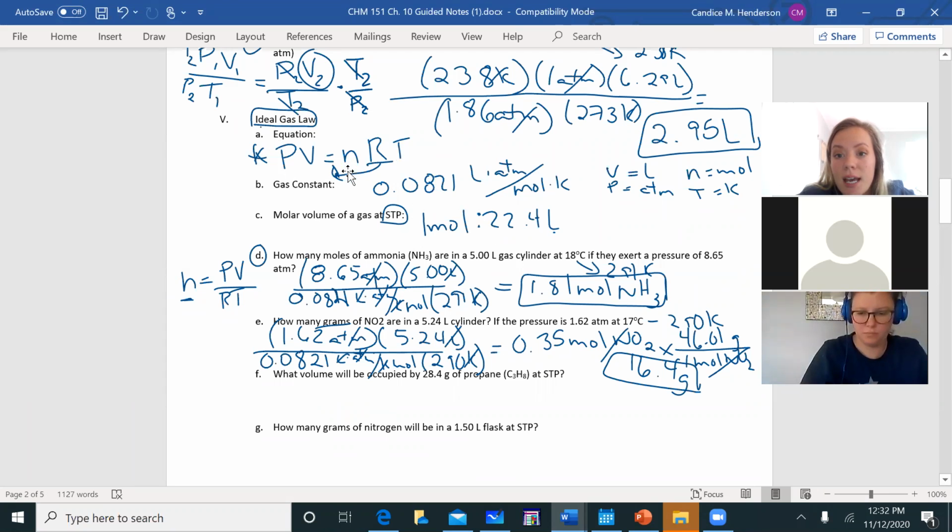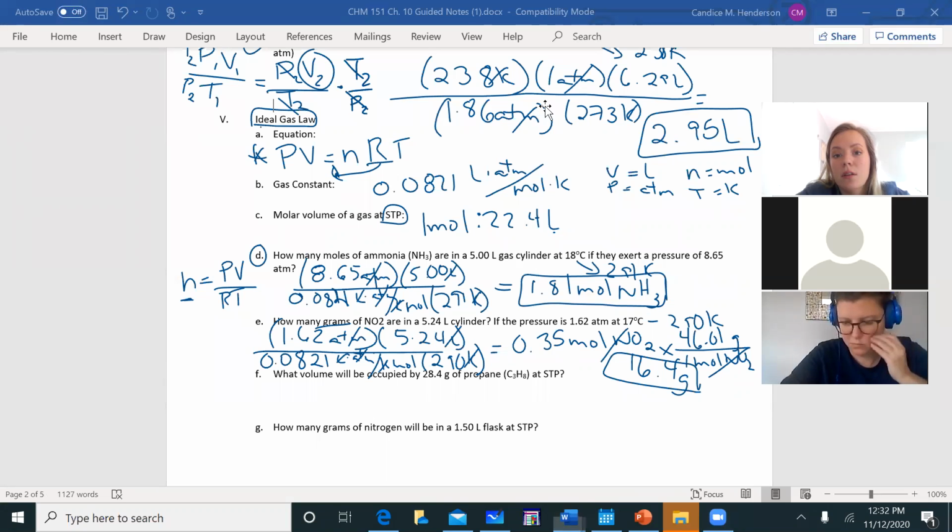So if we're frozen in time, we can relate pressure and volume to amount and temperature through this constant. Our gas constant R is 0.0821 liters times atm over moles Kelvin. So when we use PV = nRT, make sure you're honoring the units of your R value.